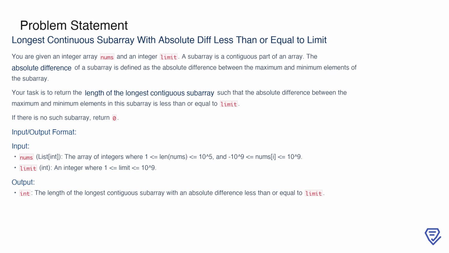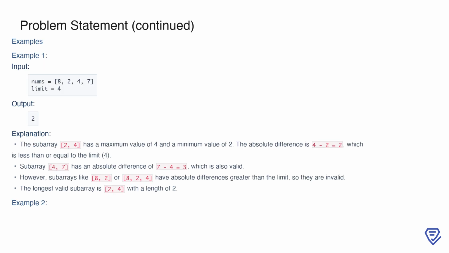The input consists of an integer array nums and an integer limit, where nums can contain up to 100,000 elements, and both the values in nums and the limit can be quite large, up to 1 billion in magnitude. The output is a single integer, representing the length of the longest valid subarray. To understand this better, let's look at a couple of examples.